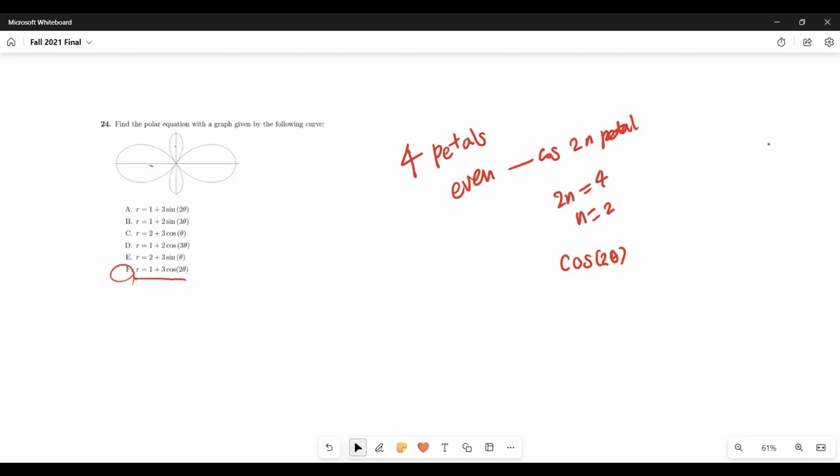So all you have to check is how many petals there are. If it's an odd number, it's going to be sine. An even number is going to be cosine. And you know cosine has 2n petals, so you set that equal to the number of petals that you see. Then you'll figure out that it's cosine of 2 theta. So the answer is F.